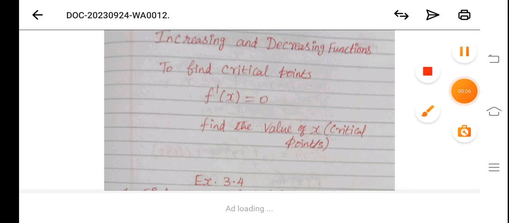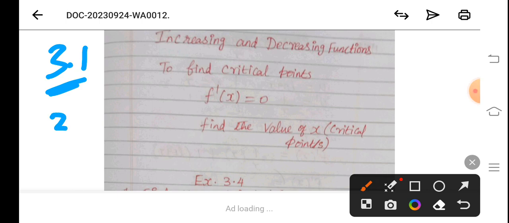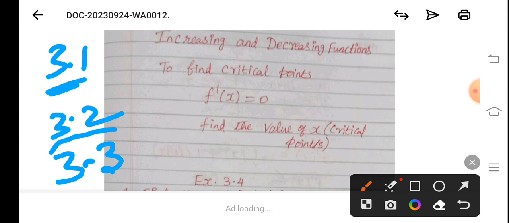I have successfully completed three exercises, children: 3.1 differentiation, 3.2 rate of change, and 3.3 tangents and normals. For 3.3 alone I have given practice sums, and for the other two as well. For 3.4, I thought to give them here and there.